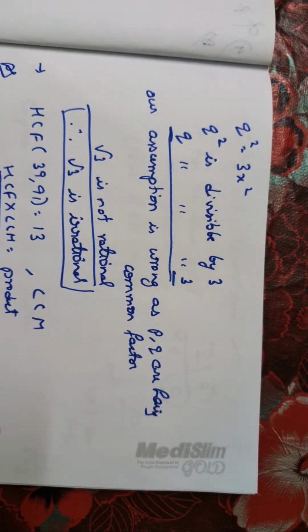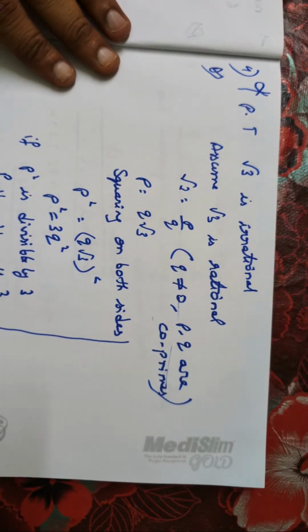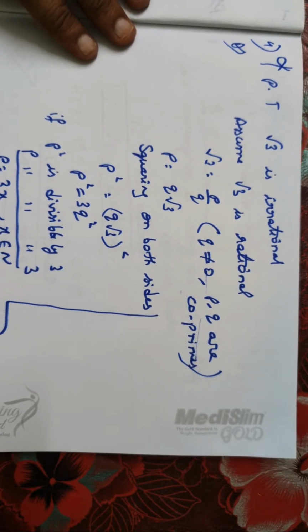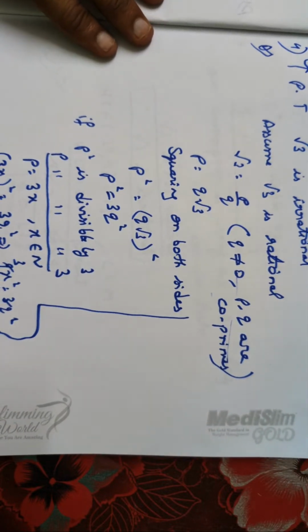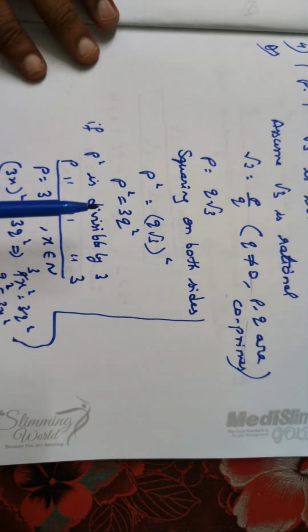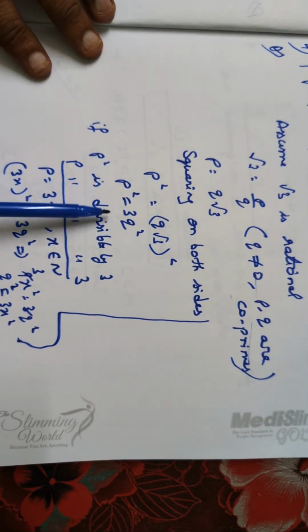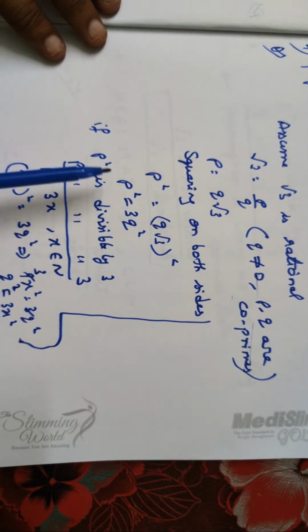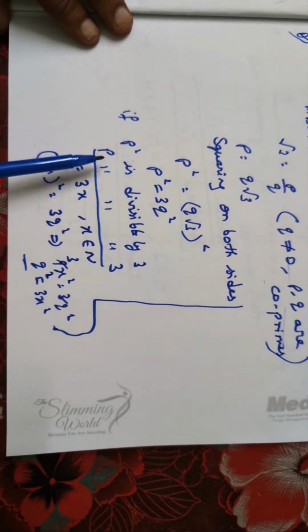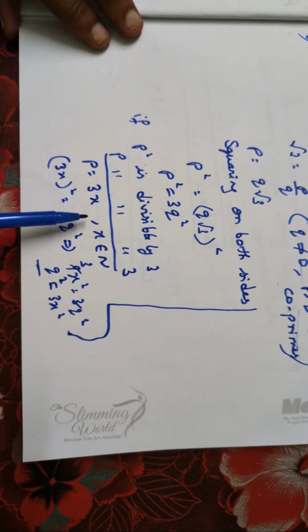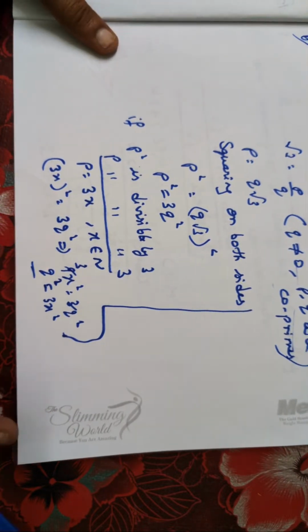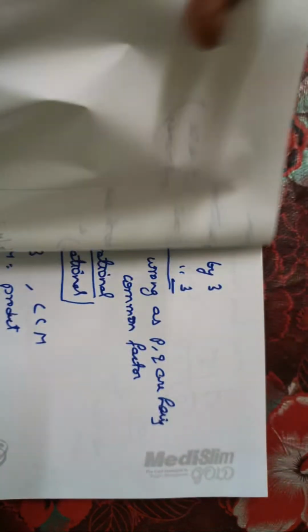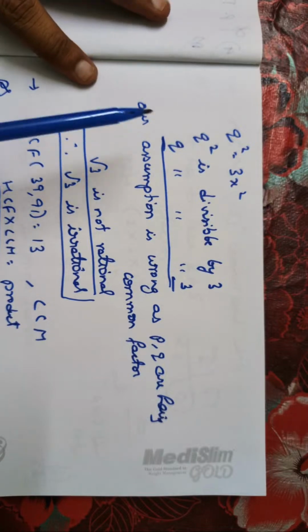So how to prove root 3 or root 7 irrational? For that, first we need to assume it is rational. Write it in p by q form where q is not equal to 0 and p, q are co-primes. Square on both sides. If you get p square equal to 3q square, then you can confirm that p square is divisible by 3. So p is also divisible by 3. So p can be written as 3x where x belongs to natural numbers. Just replace it with 3x.